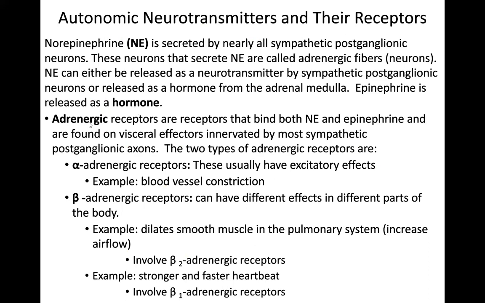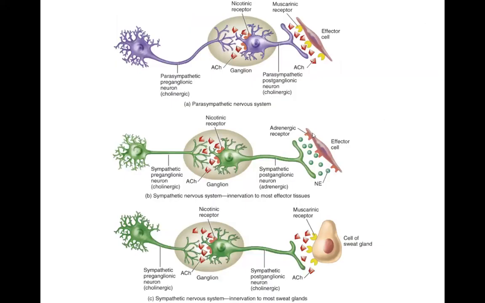Both norepinephrine and epinephrine bind to receptors called adrenergic receptors. So it's adrenergic fibers that release norepinephrine, and adrenergic receptors that receive it. And same thing for epinephrine. We find them on visceral effectors innervated by most sympathetic postganglionic axons. And so that would be what we see here for this effector cell on the next page.